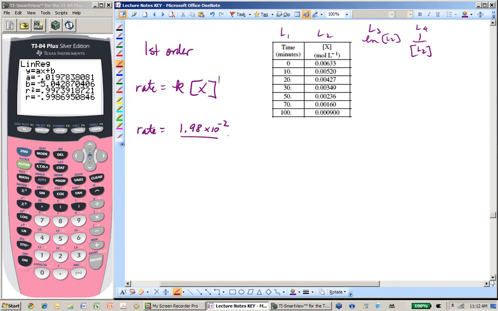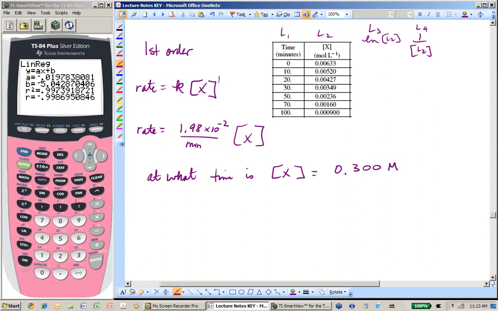Per minute times the concentration of X. All right, so at what time is the concentration of X equal to 0.300 molar? We'll do that first.